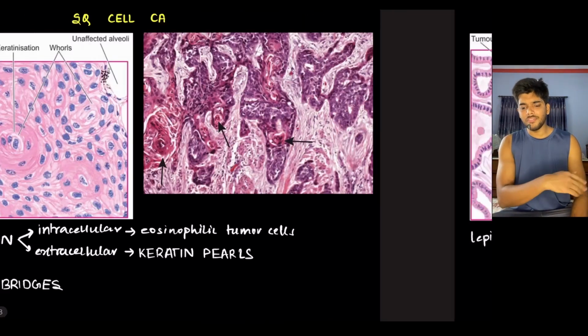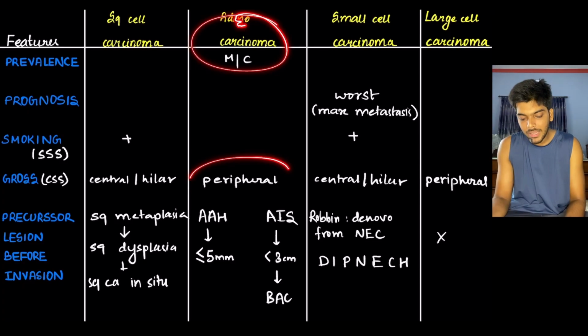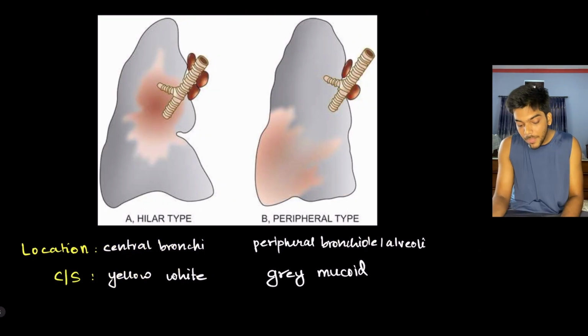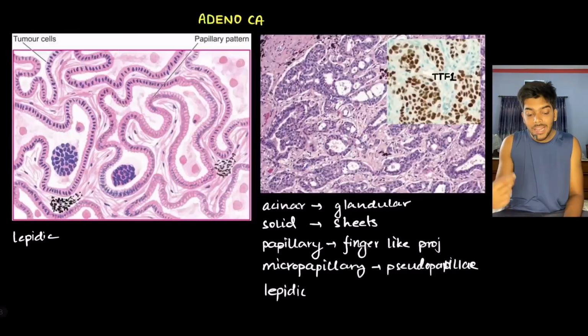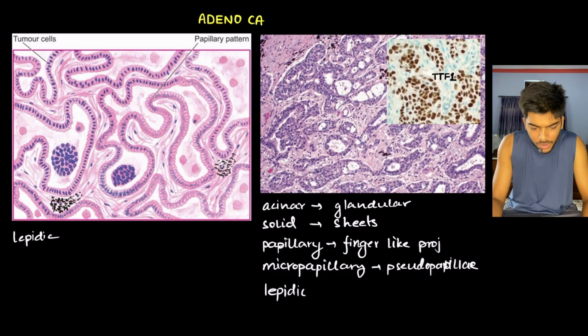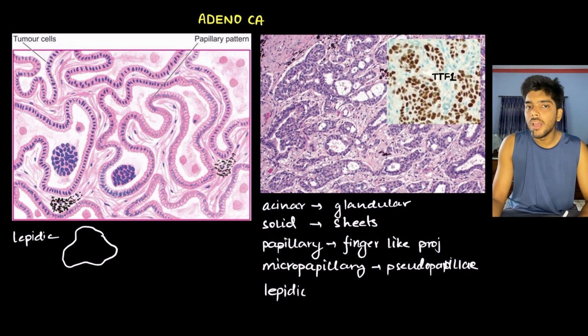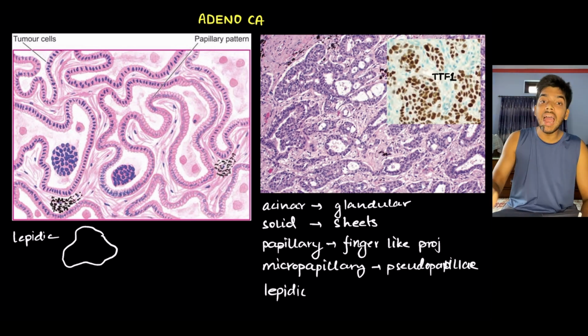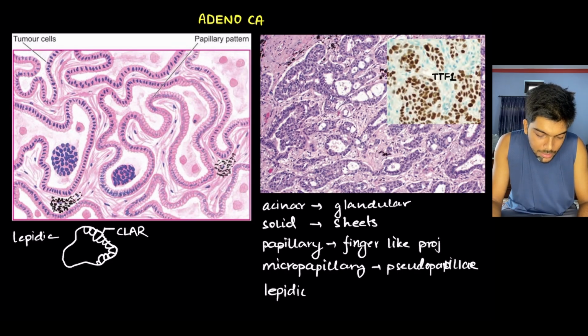Lepidic pattern. Very first I taught you that adenocarcinoma is which type? It is a peripheral type. That means it arises from peripheral alveoli. So the tumor is arising from alveoli, so the Lepidic pattern is obviously going to be in alveoli as well. Your alveoli is normally lined by squamous epithelium. However, in adenocarcinoma, that squamous epithelium is replaced by cuboidal to columnar epithelium, and this is referred to as Clara cells.